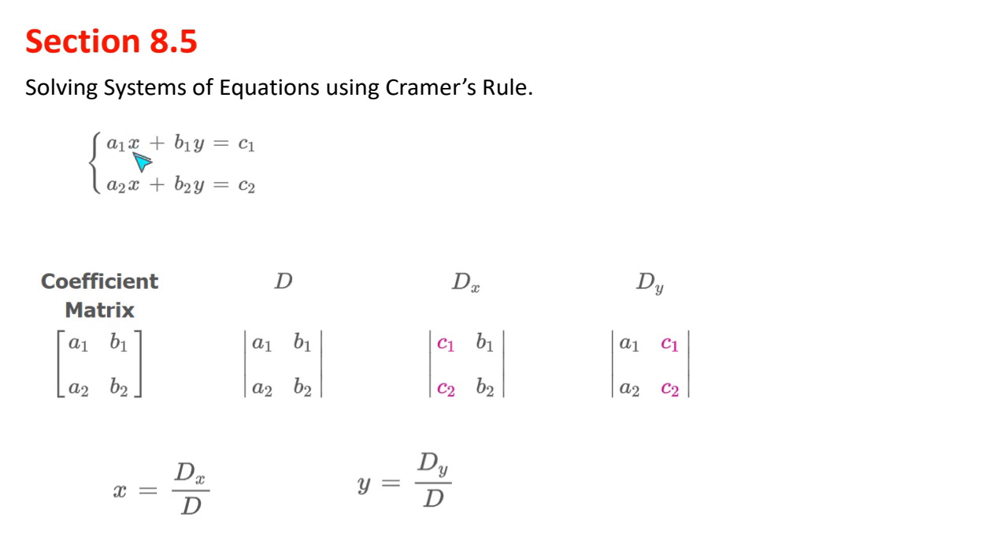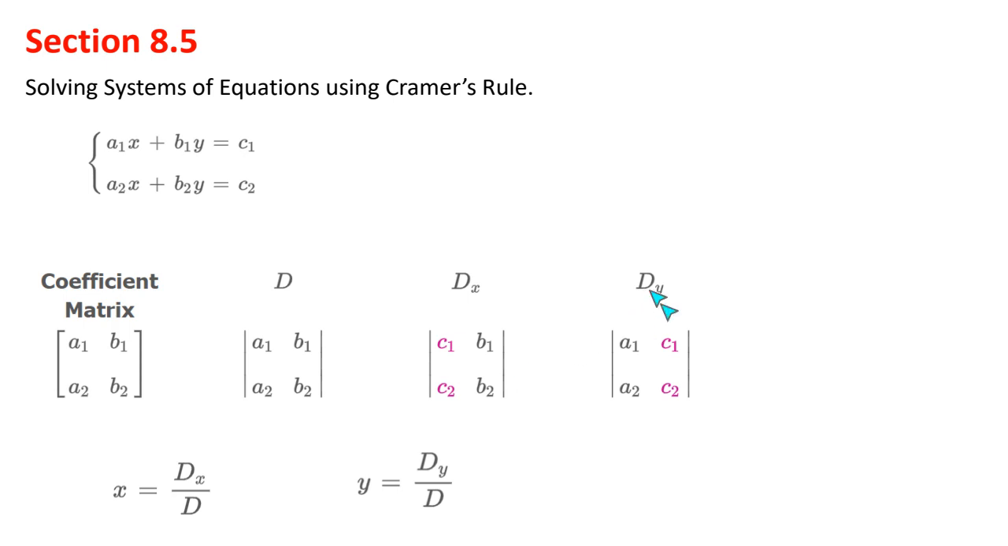Okay. So here we have Cramer's rule. Cramer's rule uses the determinants. In order to use Cramer's rule, you're going to need a coefficient matrix, which is made up of A1, B1, A2, B2. We're going to find the determinant of this coefficient matrix. And then we're going to find dx. To find dx, notice that the coefficients of x were replaced by the constants, C1 and C2. So we have the constants and then the y coefficients.